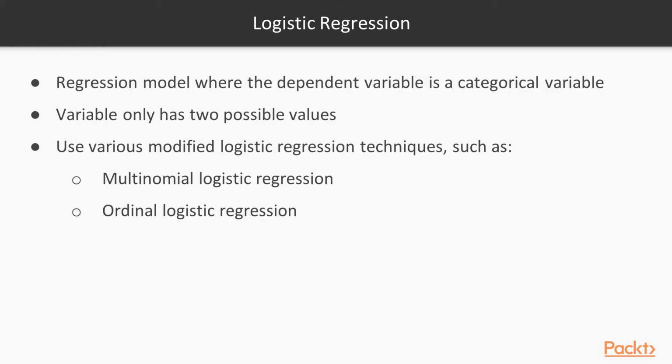Logistic regression. Logistic regression is a regression model where the dependent variable is a categorical variable. This means that the variable only has two possible values. If the dependent variable has more than two possible values, one can use various modified logistic regression techniques, such as multinomial logistic regression, ordinal logistic regression, and so on.